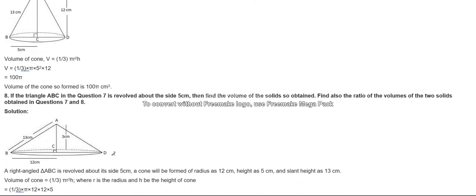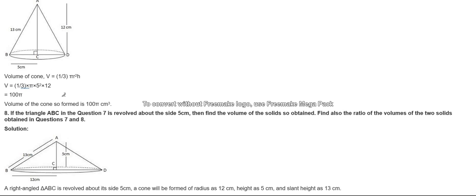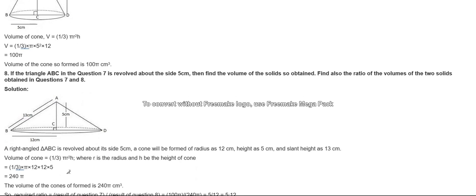Now question number 8. What is the change in question number 8? It is similar to question number 7, but in question number 7 we revolved around the side that is 12. In question number 8, we will revolve around the side that is 5. So height will be 5, radius will be 12.